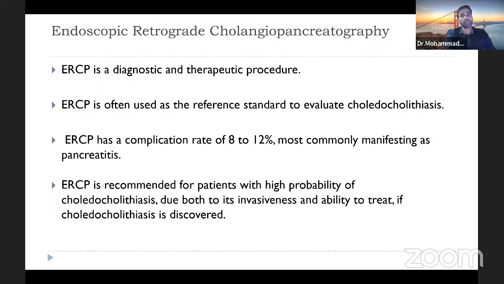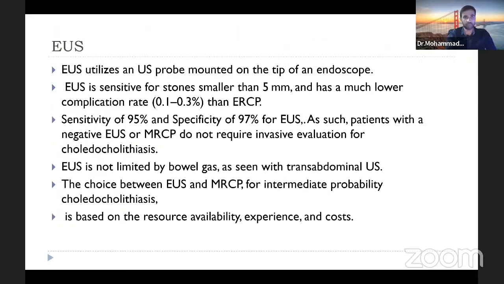ERCP is diagnostic as well as therapeutic. It is to be used when we have to treat the stones, not singly as a diagnostic procedure, because it has high morbidity. It is a morbid procedure. It has its complications. ERCP is recommended for patients with a high probability of choledocholithiasis because it's an invasive procedure, and it is used for early treatment, not as a diagnostic test.